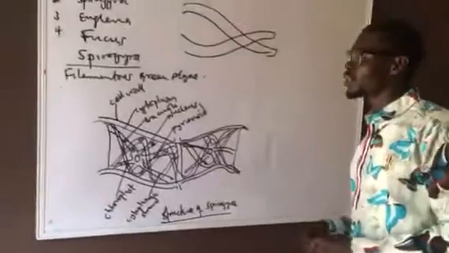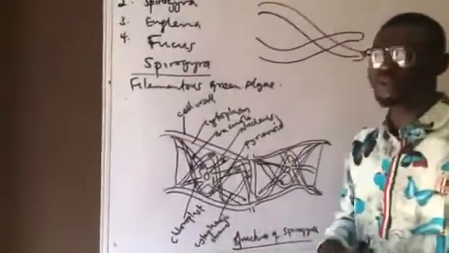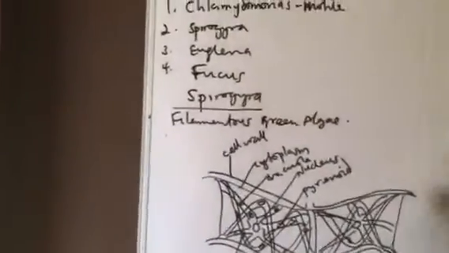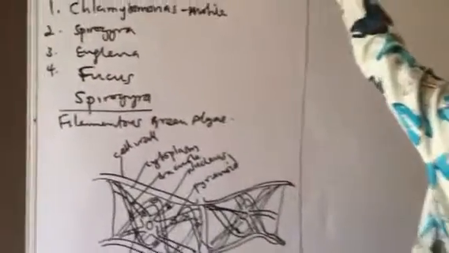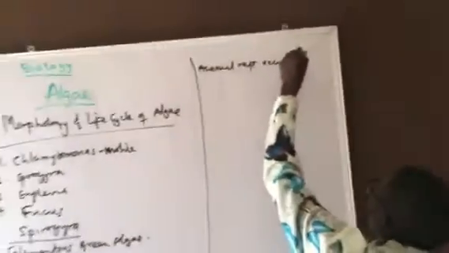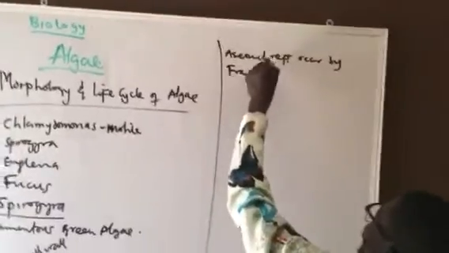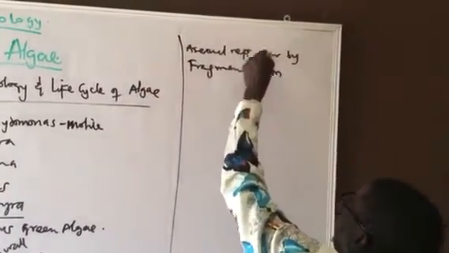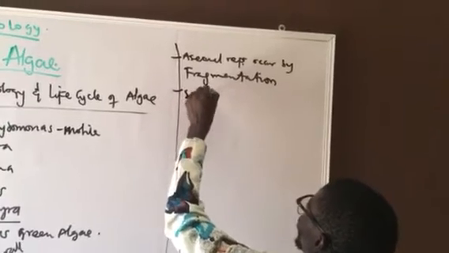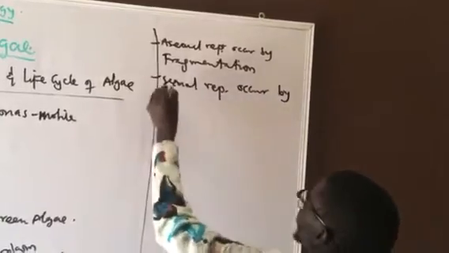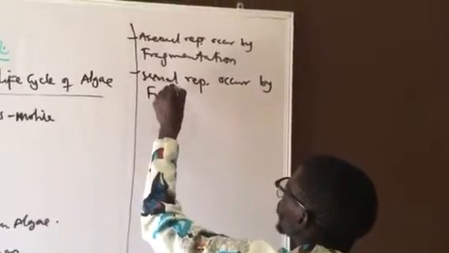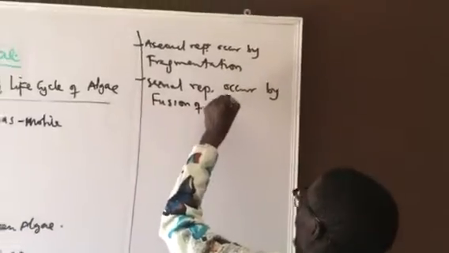So then we talk about the reproduction. In Spirogyra, they carry out both sexual and asexual reproduction. Asexual reproduction occurs by fragmentation. But sexual reproduction occurs by fusion of gametes, that is, conjugation.